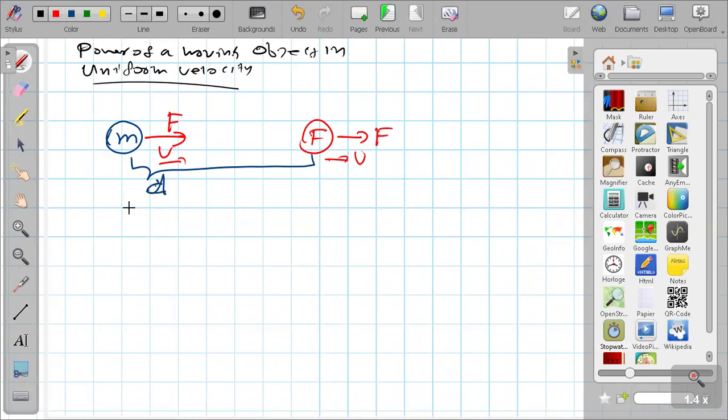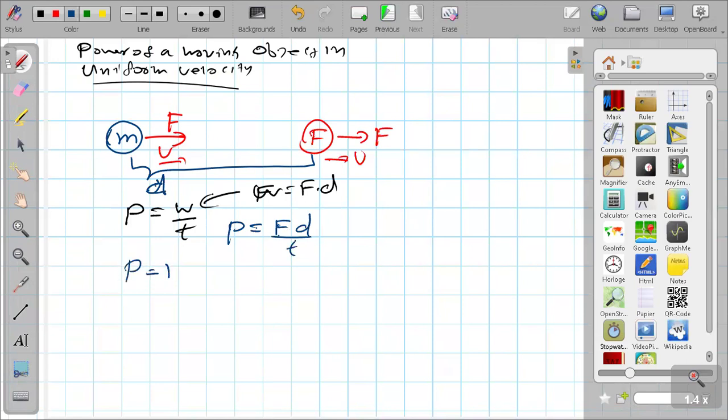So what can you do? You know the equation, power equals work done over time. And you know work done equals F into D. Once you substitute that, you get power equals F D over T. This looks ugly. I can rearrange it as F times D over T.